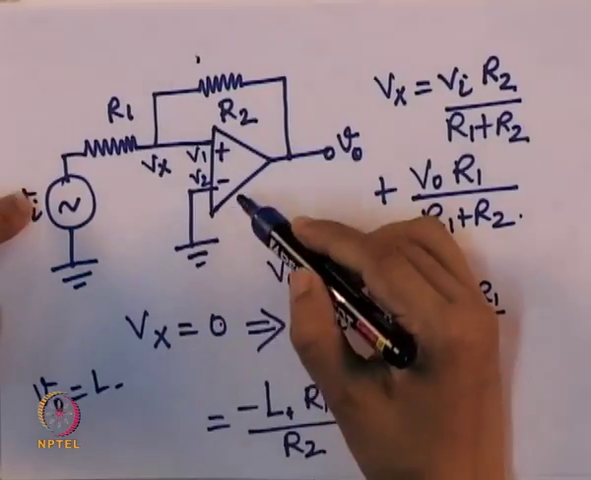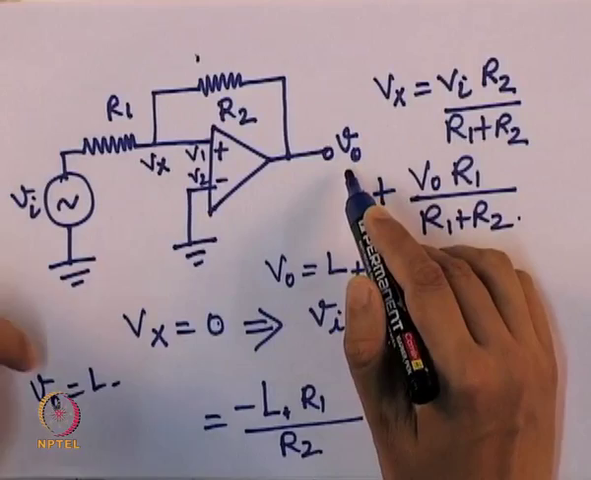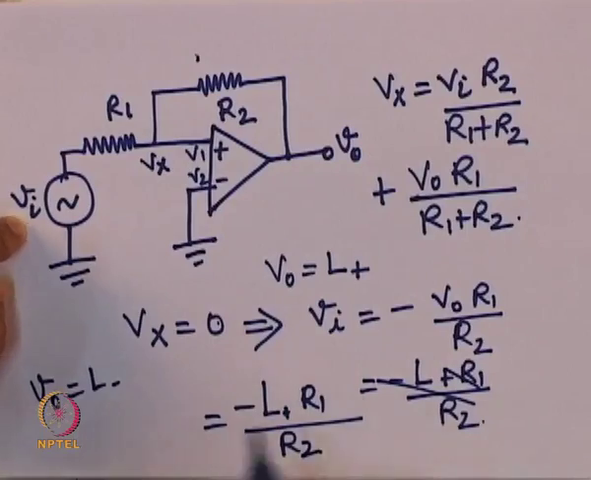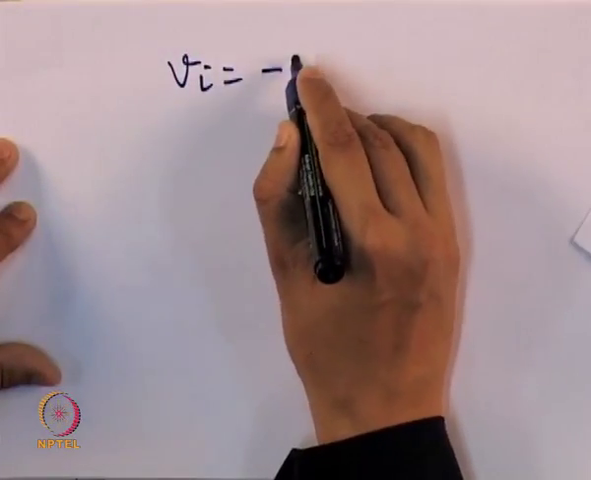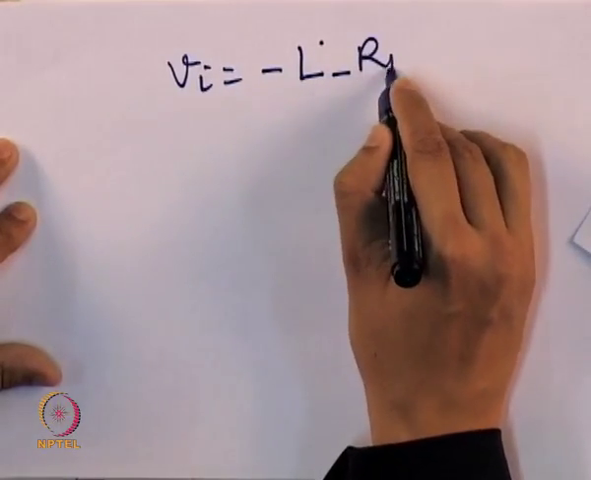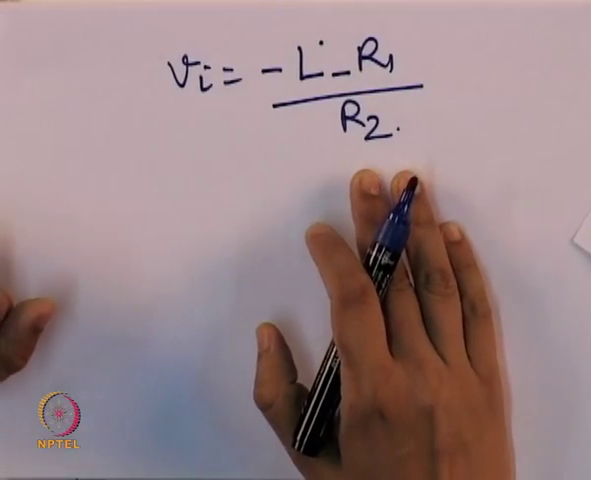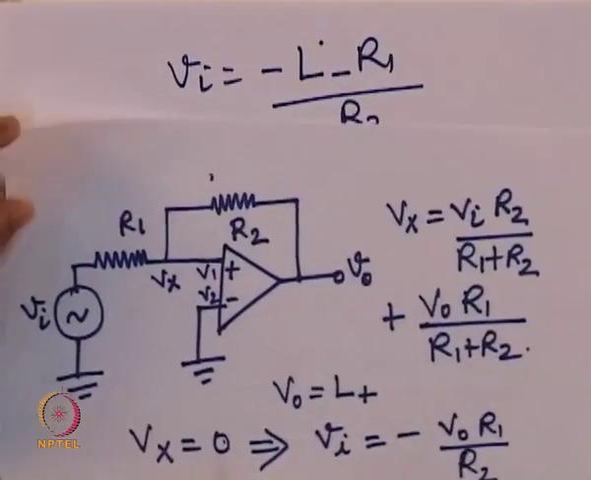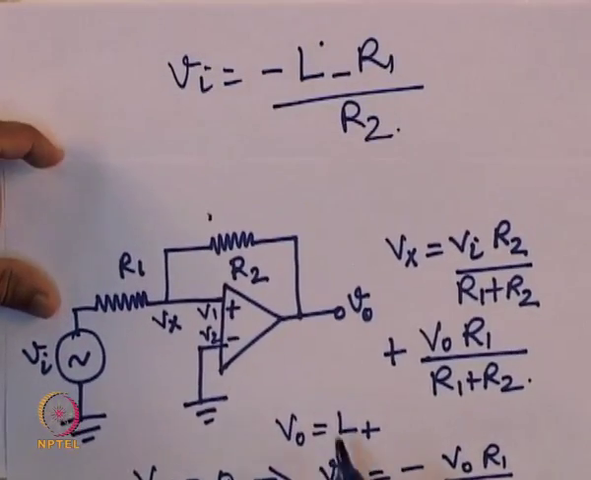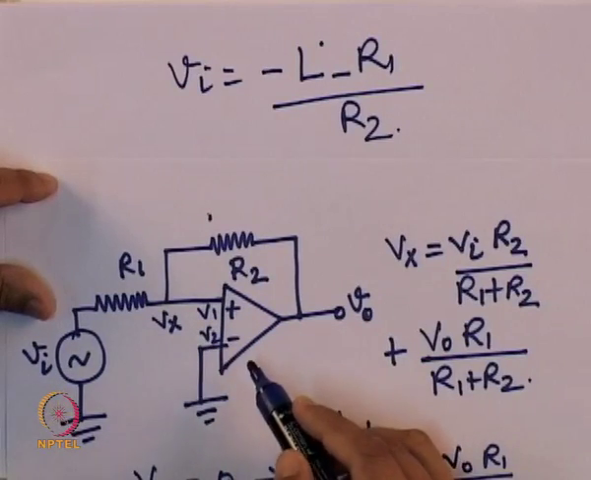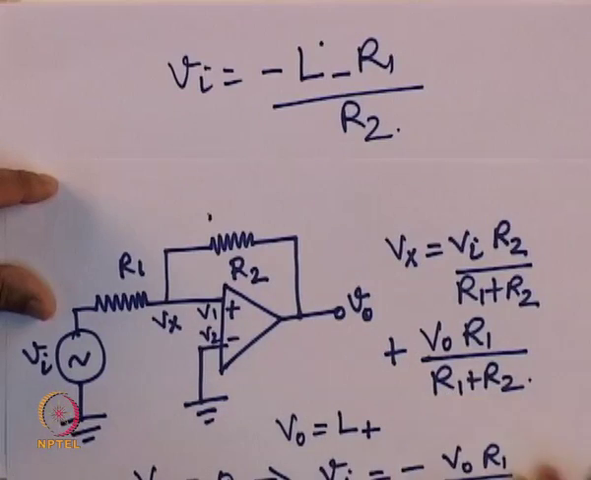So, to obtain the transition of V0 from L minus to L plus, we have to keep on increasing Vi, till the value of Vi becomes equal to minus of L minus R1 upon R2. So, when Vi becomes greater than this value, V1 will become more positive as compared to V2, V2 is at ground, and therefore V0 will transition from L minus to L plus.